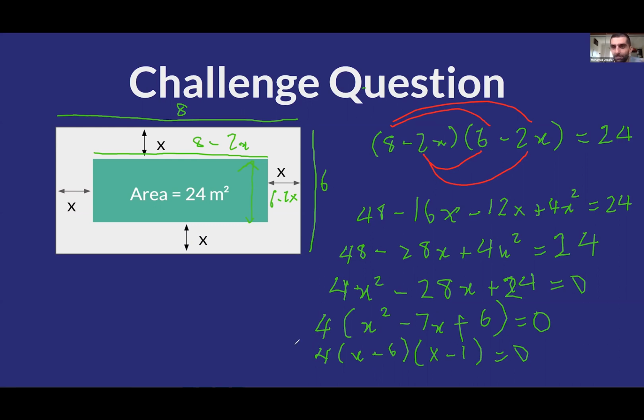So we need at least one of these to be 0 to get an answer of 0. We know that 4 can't be 0, so it's not that. So we either need x minus 6 to be 0 or x minus 1 to be 0. If x minus 6 is 0, that's going to happen when x equals 6. So if I put x equals 6 there, then this is 0, and then 0 times anything is going to be 0. And then the same thing here. If I put x equals 1 there, then that's going to give me 0.